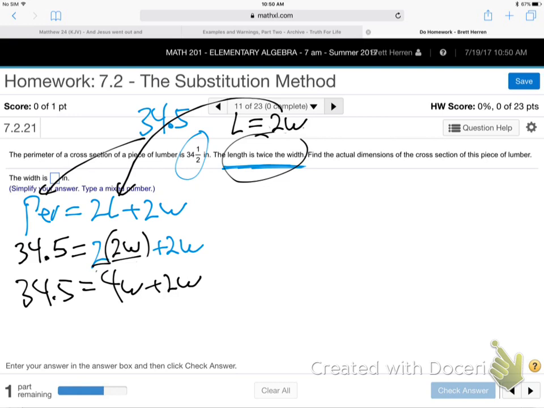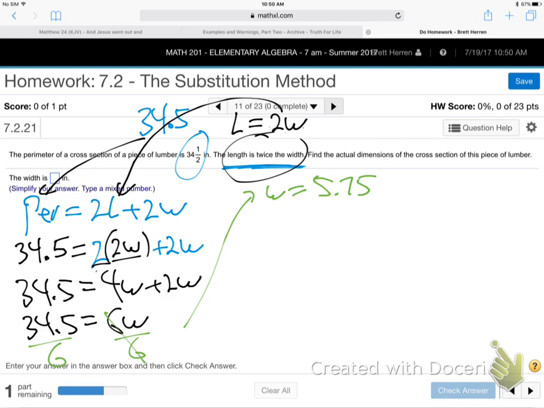So 34.5 is what? 6W. Then how do you solve for W? Divide by 6. Does that come out really weird, or what's that answer there? Did y'all get that? What is 34.5 divided by 6? Oh, 5.75? Thank you. 5.75. So there's our width, 5.75 now. How do we get the width? How do we get the length now?